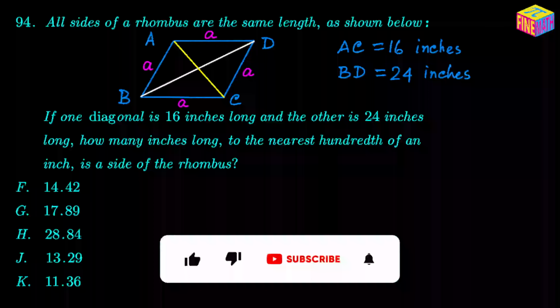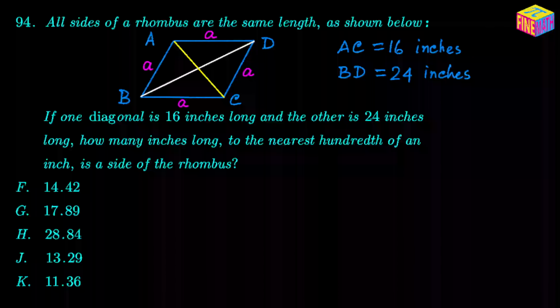So let's get started. Here the question says, all sides of a rhombus are the same length as shown below. Here we have a rhombus ABCD and the side lengths are all equal. Let's assume those are all A inches, right? So I have used a variable A to indicate the length of each of the sides.